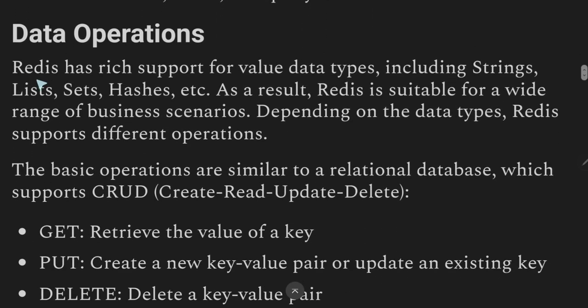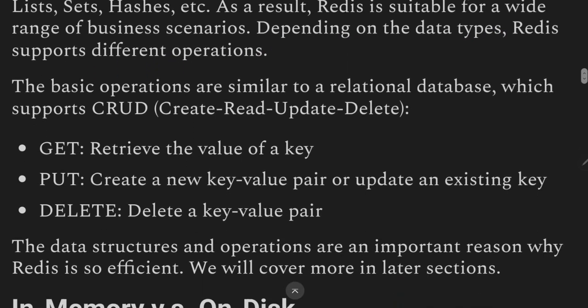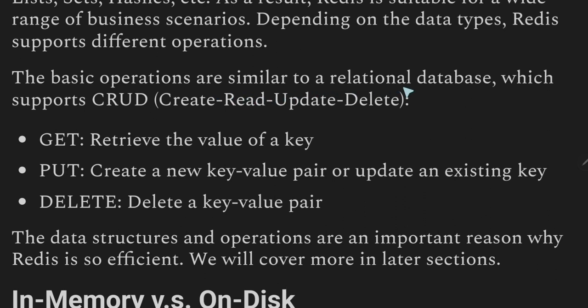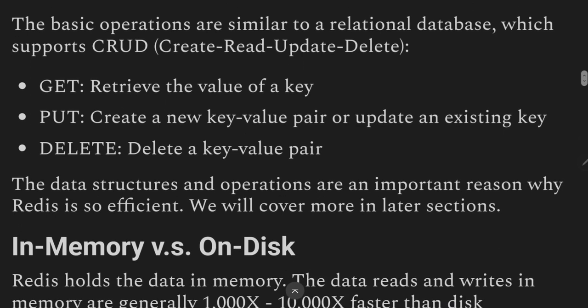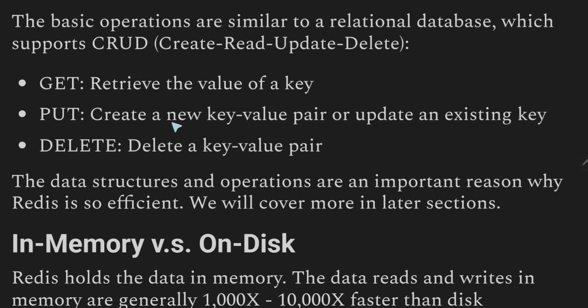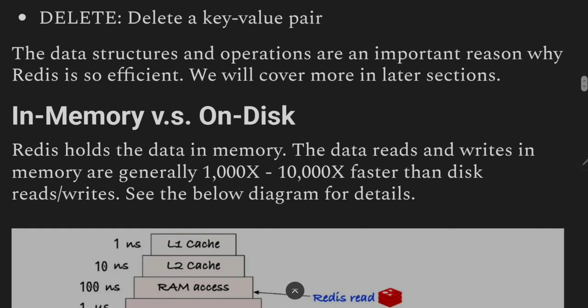Data operation. Redis has rich support for value data types, including strings, lists, hashes, etc. As a result, Redis is suitable for a wide range of business scenarios. Depending on the data types, Redis supports different operations. The basic operations are similar to a relational database, which supports CRUD, create, read, update, delete: get, retrieve the value of the key, put, create a new key, delete a key value pair.